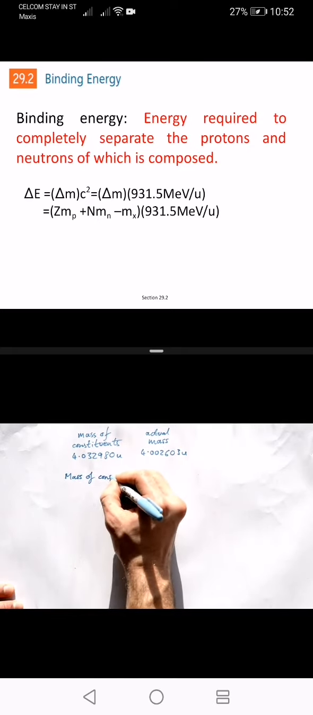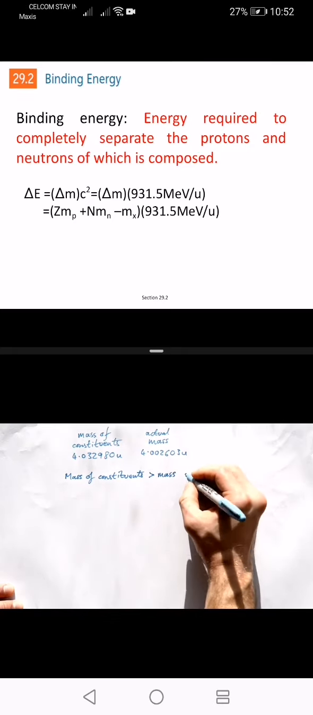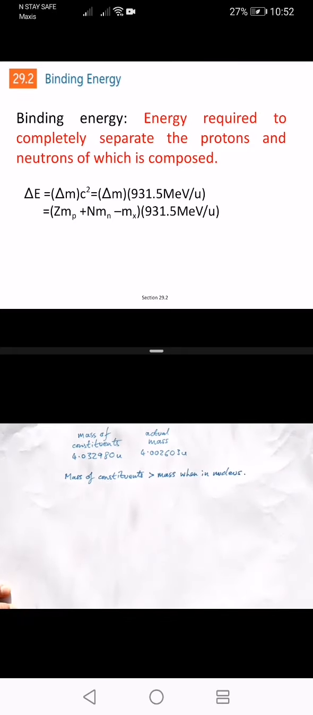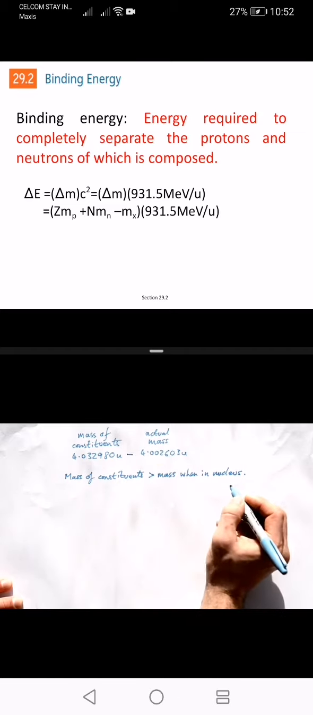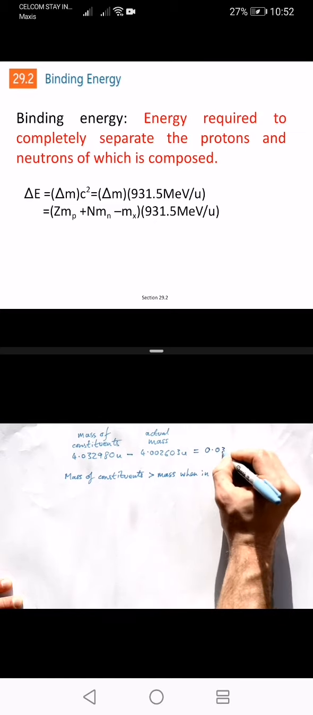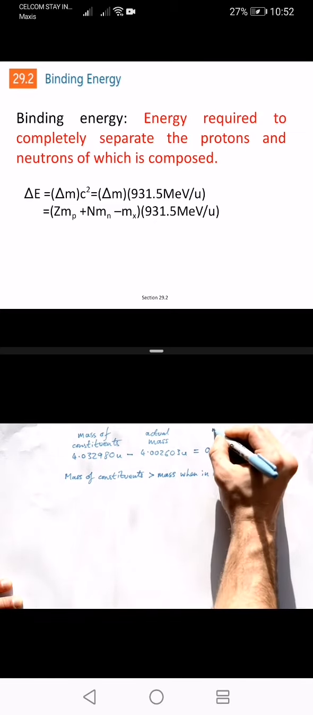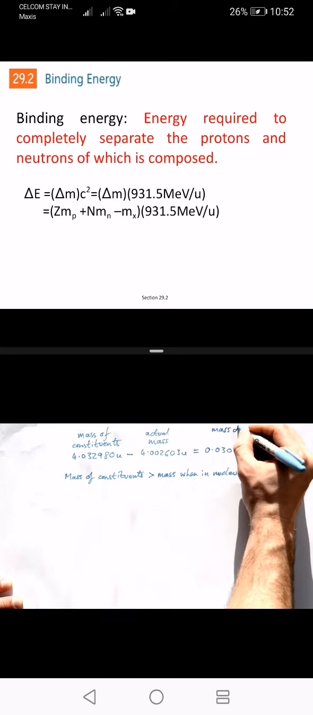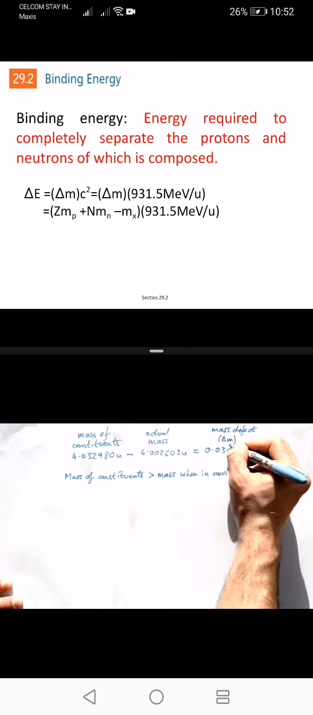The total mass of the constituents is always going to be more than the mass when in a nucleus. Okay, we are talking about electrons as well, but we're mostly concerned about what's going on in the nucleus here. Now let's find out what the difference is. If we take one away from the other, we end up with 0.030377 U. This is what we call the mass defect. We can give it the symbol delta M.